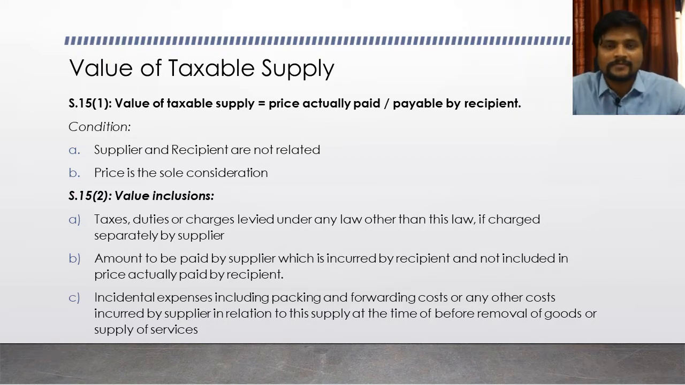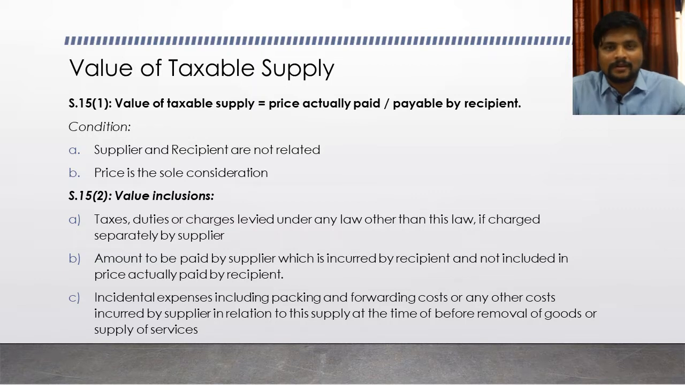Second item, any amount that has to be paid or incurred by the supplier for providing this supply, that is paid by the recipient or incurred by the recipient, and that amount is not included in the price charged in the invoice by the supplier.